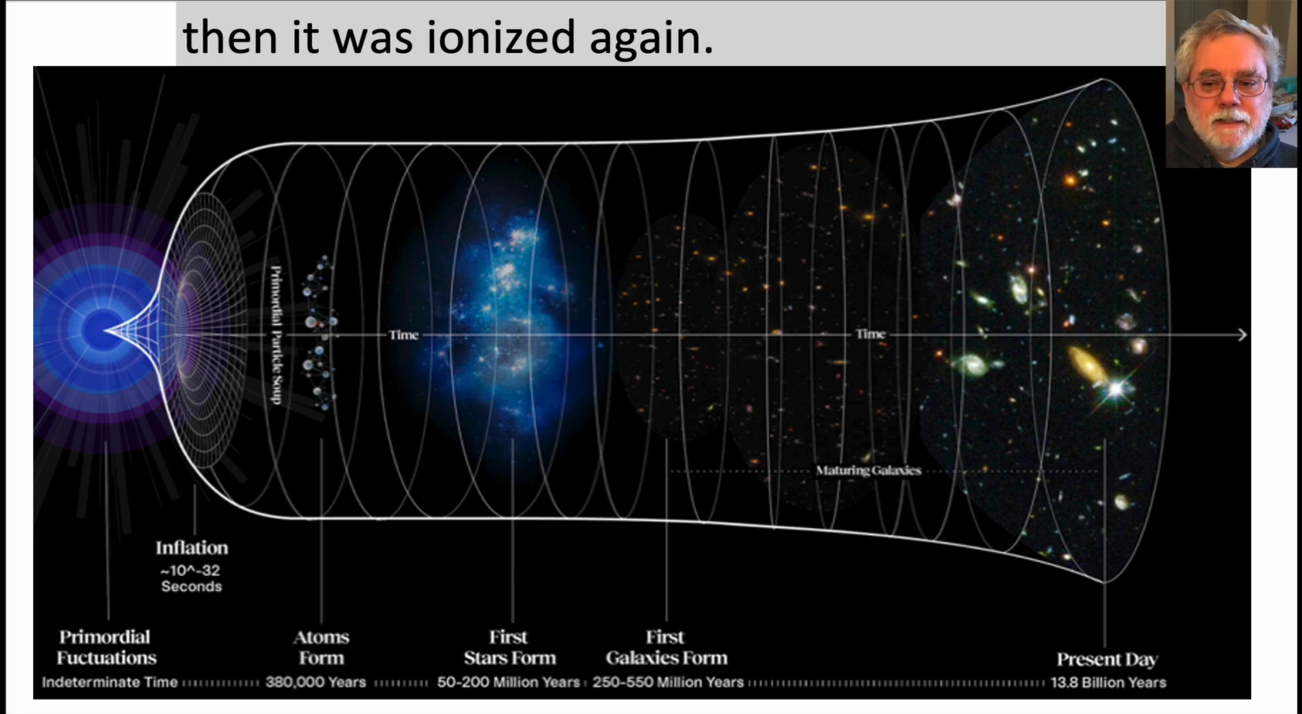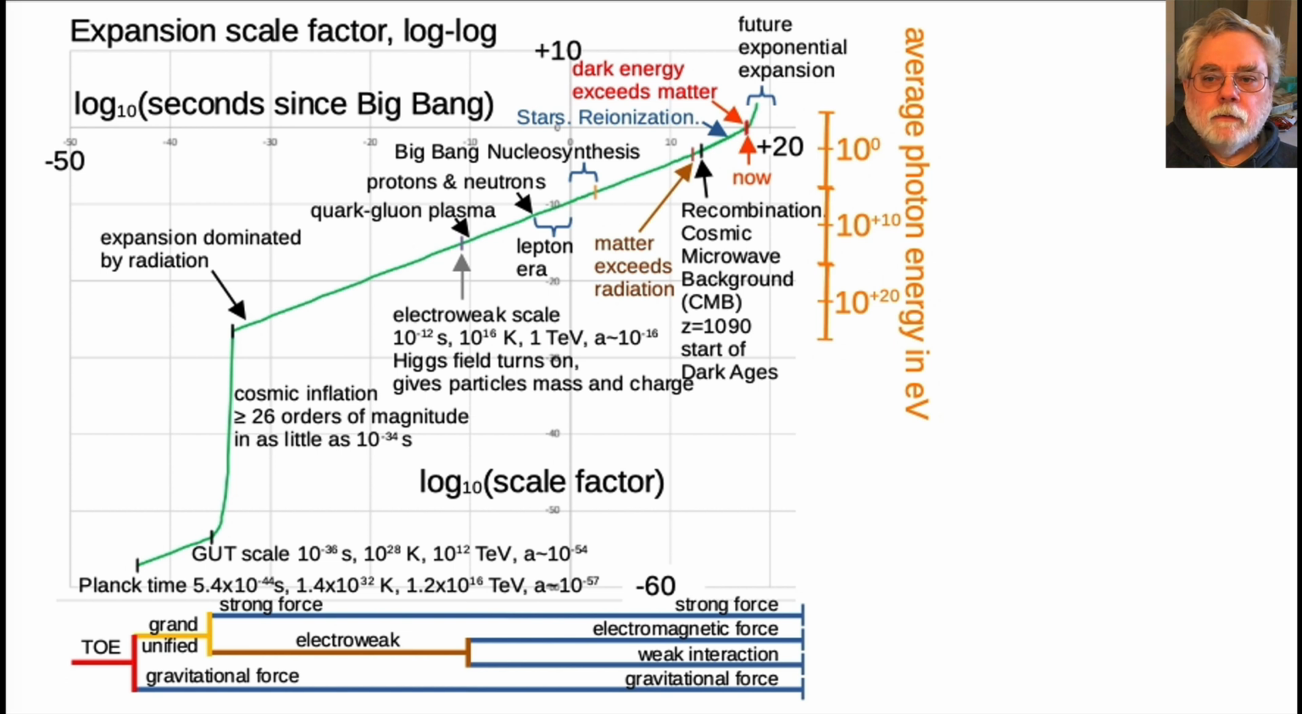Now, let's learn the detailed history of our universe from beginning to present to future. This graph shows the scale factor, the green curve, versus time for the entire history of our universe plus 120 billion years into our probable Big Chill future. The horizontal scale is the logarithm of time in seconds since the Big Bang, from minus 50 on the left to plus 20 on the right.